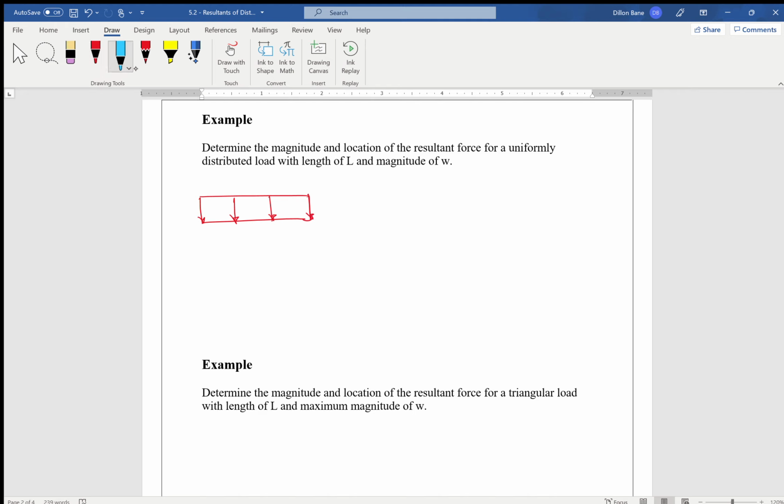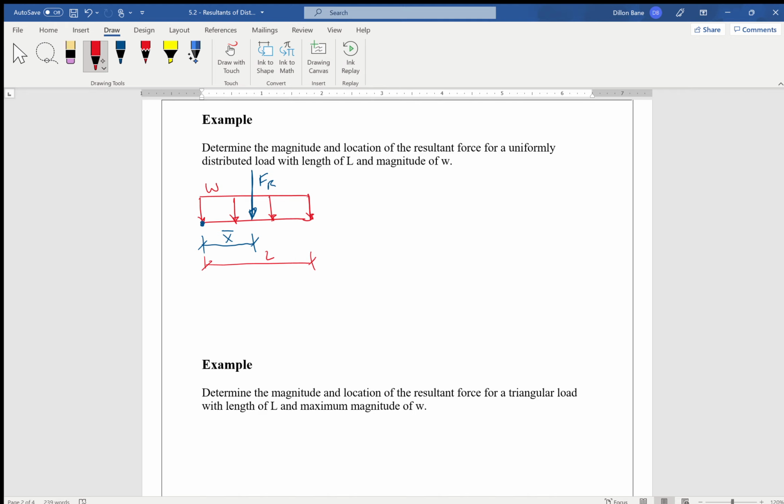What we're trying to do is come up with a resultant force that acts at x bar. You can choose any point to do this, but about the best point is the left point of the load. So we've got this uniform load of W with length L, and we're trying to find the magnitude and location of the resultant force. For the magnitude of the resultant force, we just integrate the load.